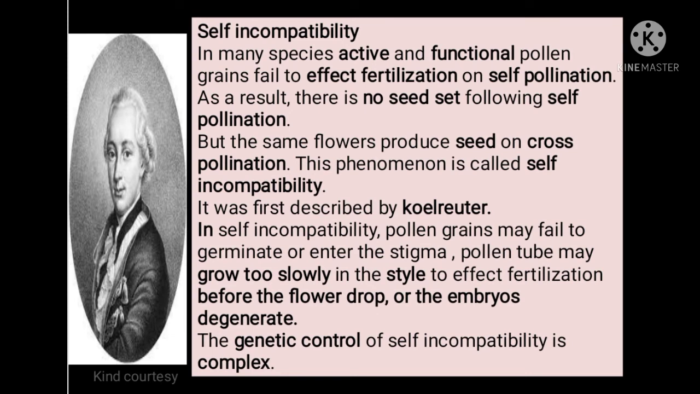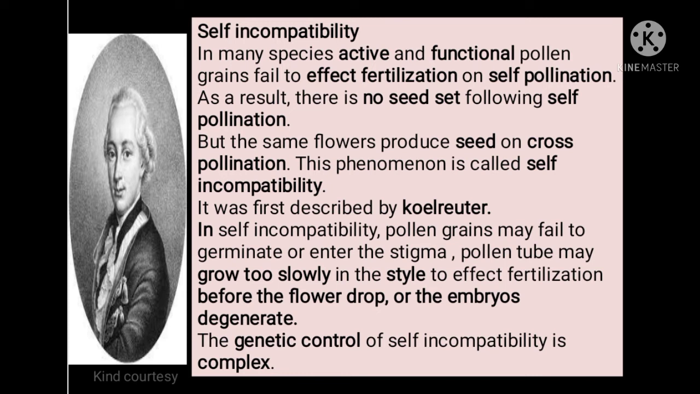Next, we see self-incompatibility. In many species, the active and functional pollen grains fail to effect fertilization on self-pollination. As a result, there is no seed set following self-pollination, but the same flowers produce seeds on cross-pollination. This phenomenon is called self-incompatibility. It was first described by Coelho.